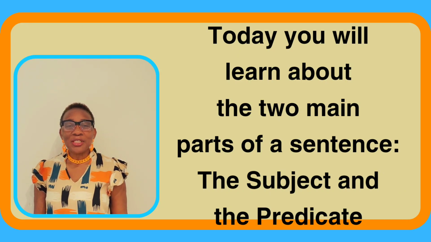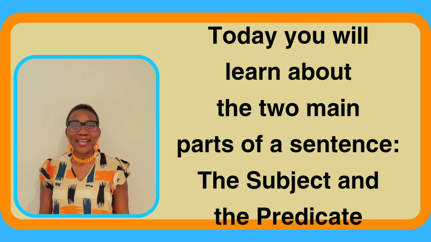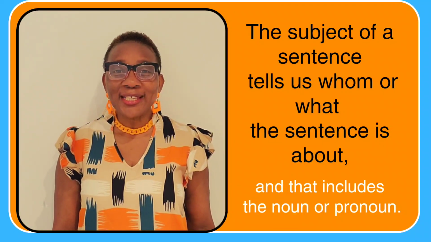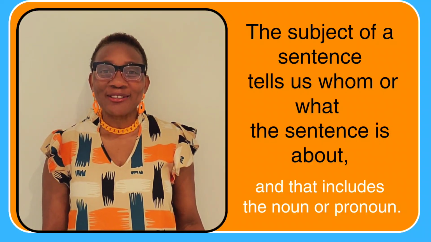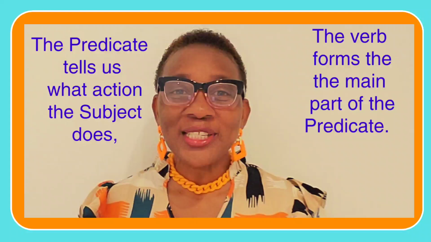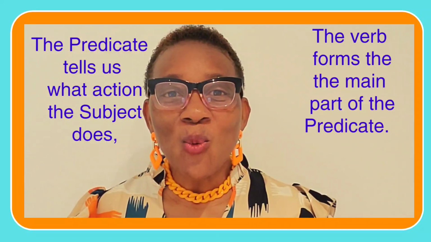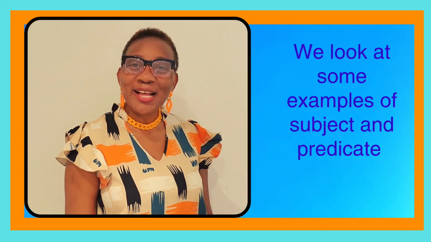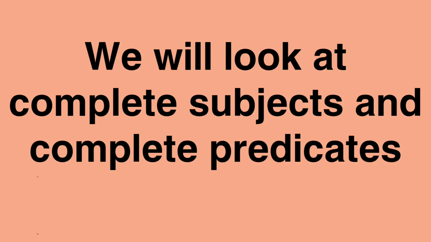Today you will learn about the two main parts of a sentence, the subject and the predicate. The subject of a sentence tells you who or what the sentence is about, and that includes the noun or pronoun. The predicate tells you what action the subject does, what the subject is doing, or what is said about the subject. Let's get right into some examples of subject and predicates. In our activities, we will look at complete subjects and predicates.